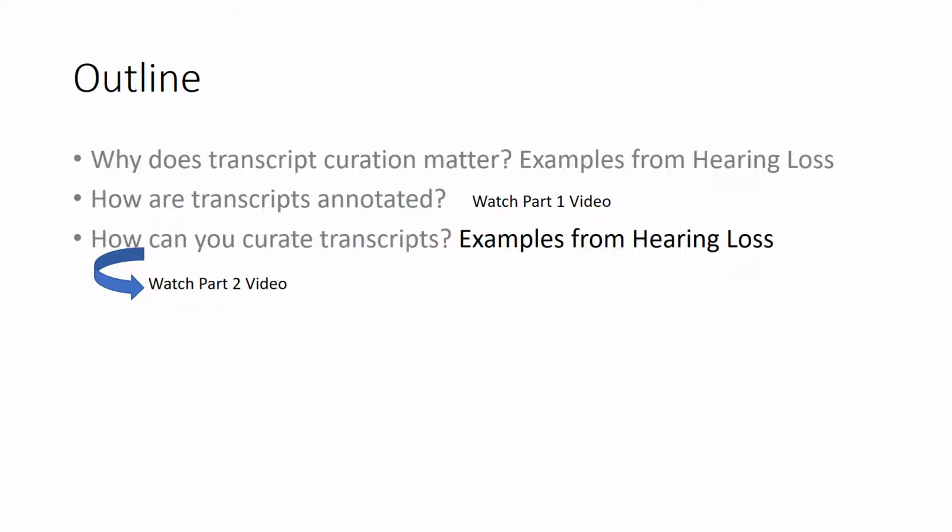This is an outline of the entire series. In the first part, I covered why transcript curation matters, citing examples from the hearing loss clinical domain. I also provided an overview of transcript annotation bodies and their differences. In Part 2, I further discussed specific transcript curation resources. In this third part, you will hear about a specific transcript curation strategy that we deployed in the hearing loss domain.